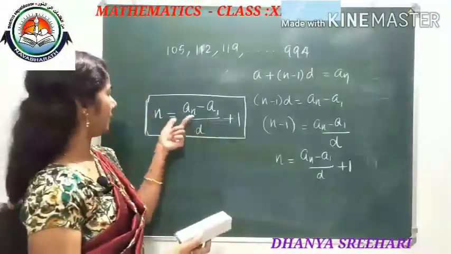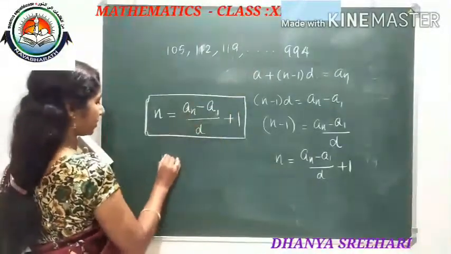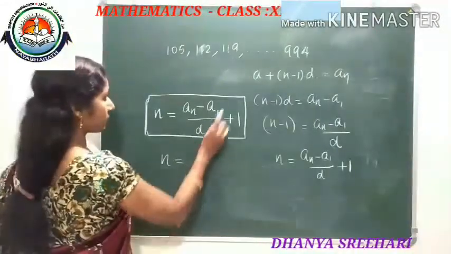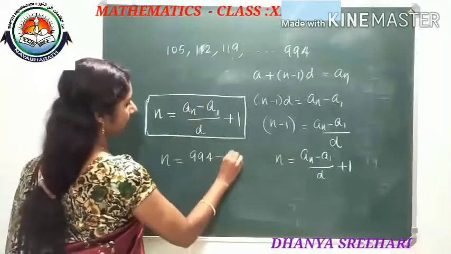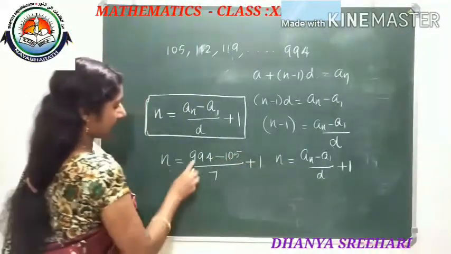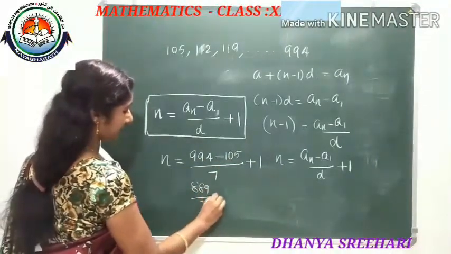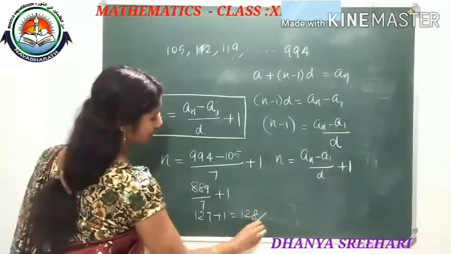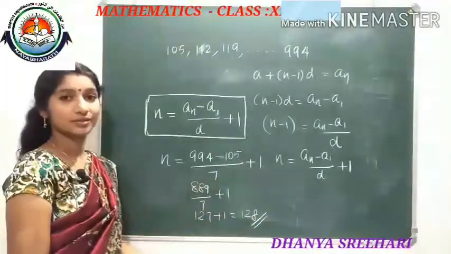By using this equation, the same operation will come. See, N is equal to number of terms. In the question it is asked how many terms are there. So number of terms is equal to An, which is 994, minus A1, which is 105, divided by D, which is 7, plus 1. 994 minus 105 is 889, divided by 7 is 127, plus 1 is equal to 128. Like this we will get the answer. So this much only you need to write.